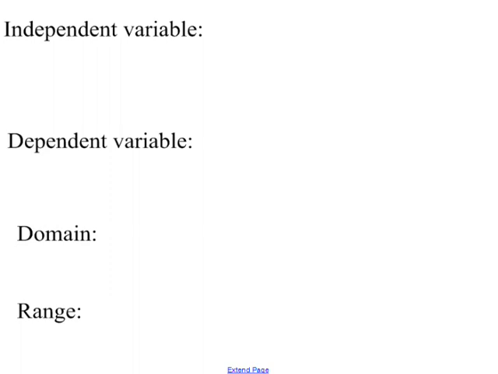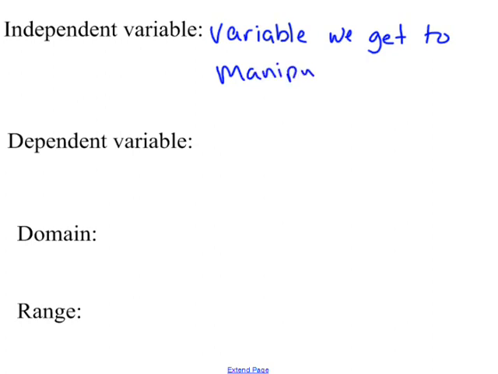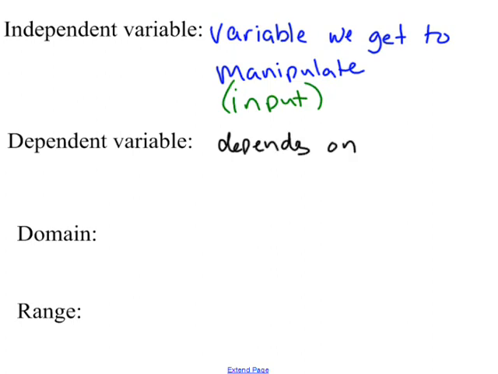An independent variable is a variable that we get to change or manipulate. We call it input, what we input to a function. A dependent variable depends on the independent. So we call this one the output.